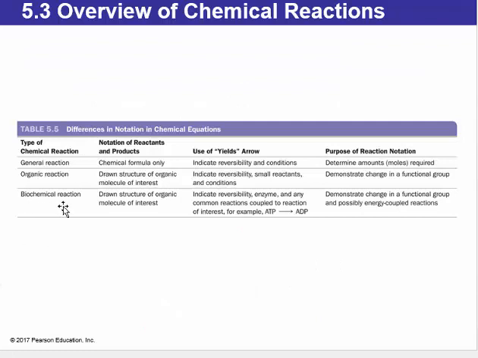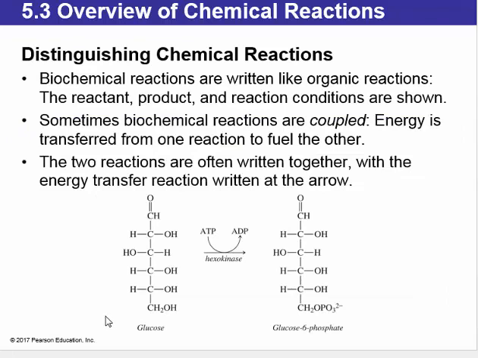And then in a biochemical reaction, we also care about the structure. So we're going to draw the structure of the organic molecule of interest. And in biochemical reactions, there are often what are known as coupled reactions. For example, we get energy from a reaction that's occurring at the same time. So let's look at this reaction where glucose forms glucose 6-phosphate.